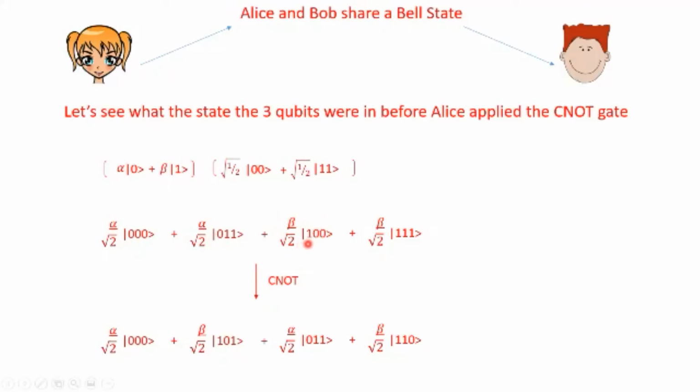Let's go over beta square root 2, 1, 0, 0. So what that is doing, there's a 1 here, so we need to flip the target bit. And that's this one here, so that goes from 0 to 1. If we go back to the alpha stream again, we have alpha over root 2. Well, the control bits are 0, so there's no change. And then the final one here, beta over square root 2, there's a 1 in the control bit, so the target bit changes to 0. That should be okay.